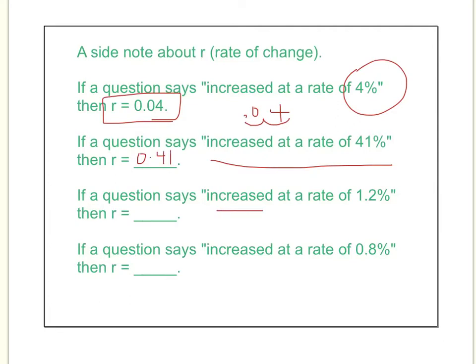The question says increase at a rate of 1.2%. Again, you're still moving it over twice, but now it's a smaller decimal. It's 12 thousandths. And then last but not least, you've got 0.8%. Again, moving that decimal place over twice, you'll get your answer. At this point, it's just something to keep in mind as you're moving forward.